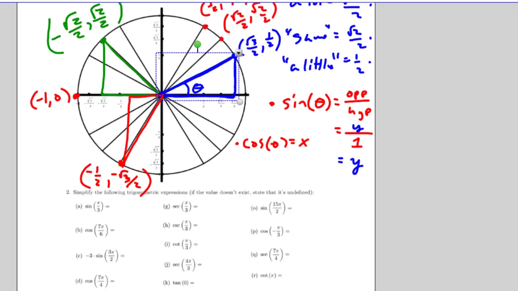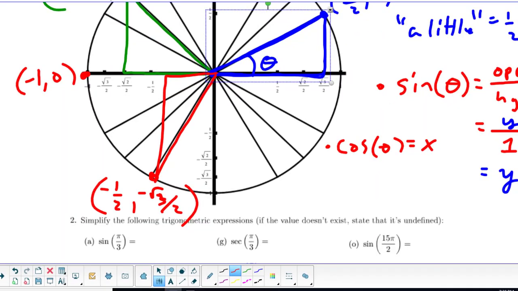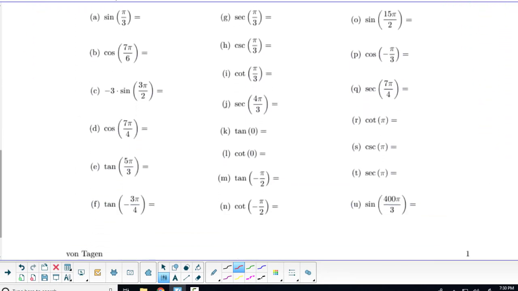So let's work a couple of these together here. Okay. So let's go ahead and find the sine of pi over 3.